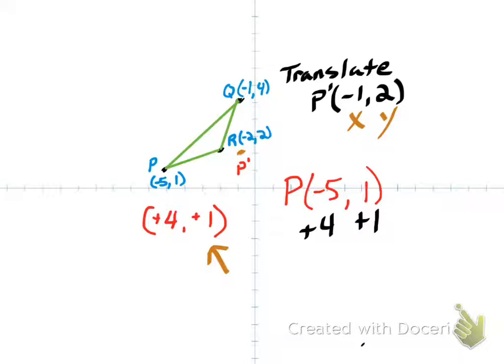And my P prime now should be negative 5 plus 4 is negative 1, and 1 plus 1 is 2. Let's check it out. Negative 1, up 1, 2. So it ends up being right. Alright, so we've got our P prime, it's (-1, 2). Now let's try the other points. Erase P.